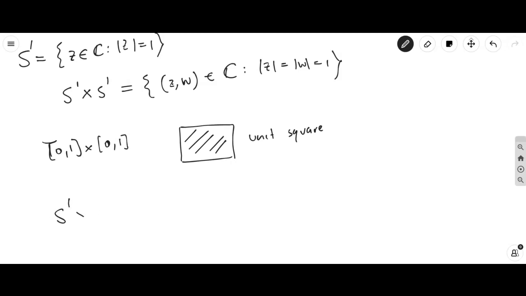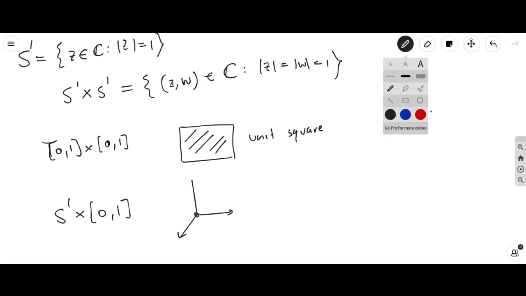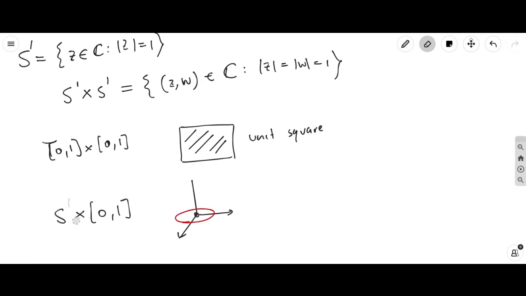Now, if you take S1 cross [0, 1], then the way you can visualize that is you have the circle, right? You have the circle, and the extra coordinate ranges from 0 to 1. So this is at 0, then you draw it at 1. And when you fill in the space that's in between, you get a cylinder.